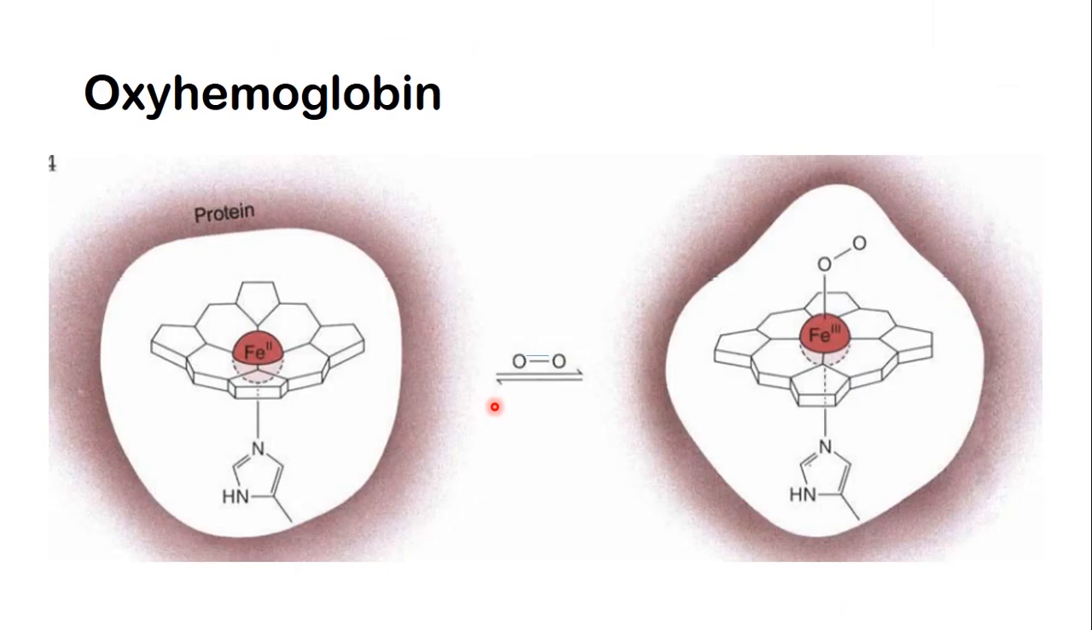Then coming to oxyhemoglobin. Initially this is the structure of the deoxy form, and it has Fe2+, and of course we know it is high spin. Once molecular oxygen, that is O2, binds here, it converts into the oxy form, where Fe is in the +3 oxidation state and the O2 is in superoxide form.